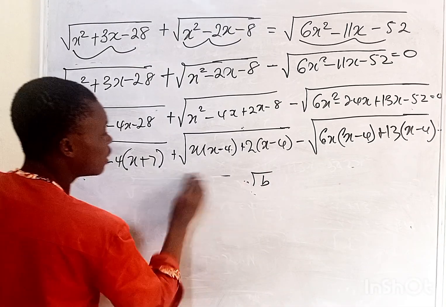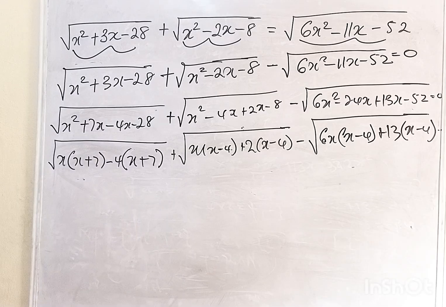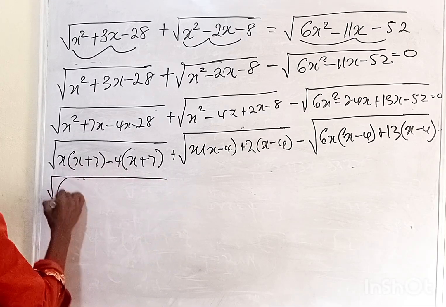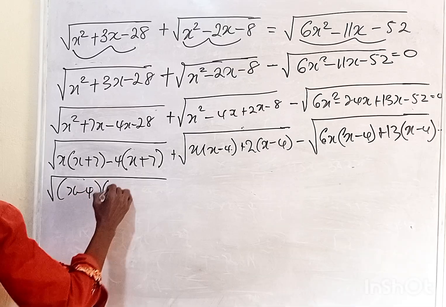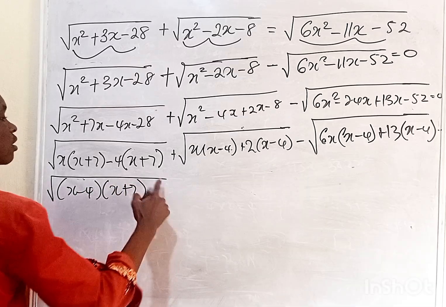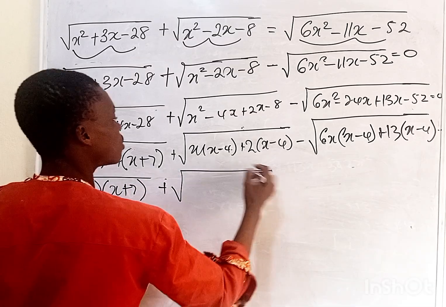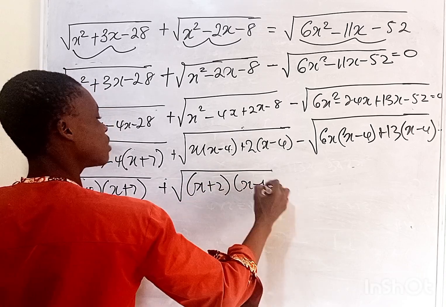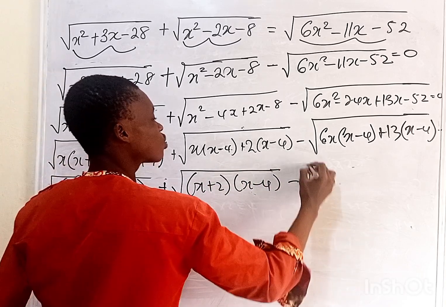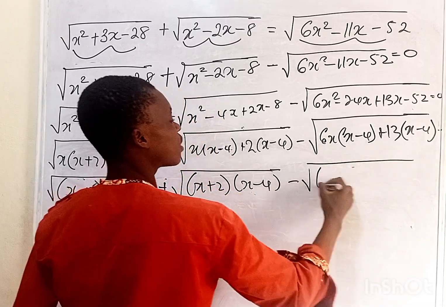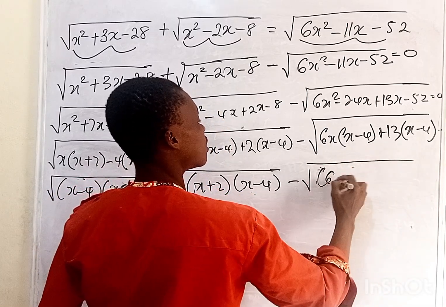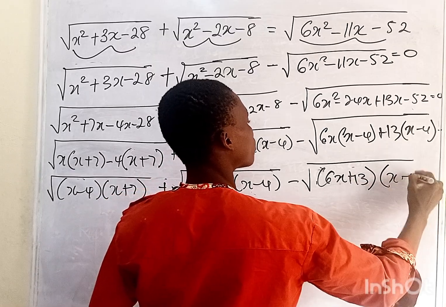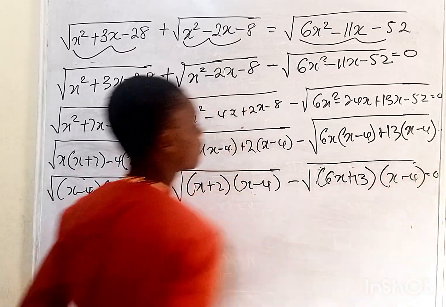Right, so clearly, what do we see from here? First of all, let's take it down. We take this and take this. So this is (x − 4)(x + 7), plus the square root. We take this one and take the one outside, so this is (x + 2)(x − 4), minus the square root. And this becomes (6x + 13)(x − 4), and this equals 0.